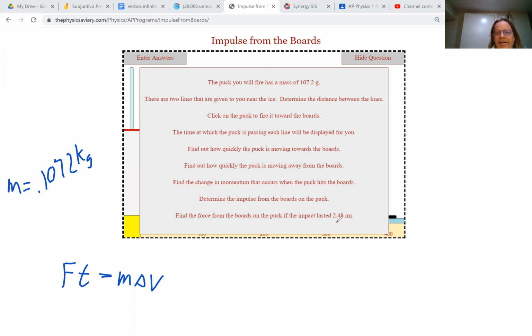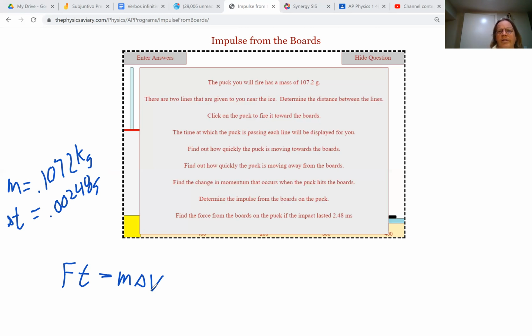Now, something else is the impact time. The impact time is 2.48 milliseconds. So the time of interaction with the wall can be a lot of times involved here. So this is the time that the puck pushes on the wall and the wall pushes back, 2.48 milliseconds. So I got to go millis 3 places over. So the change in time on the boards is 0.00248 seconds.